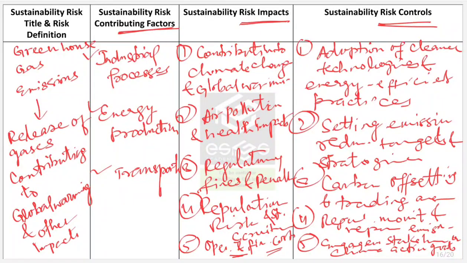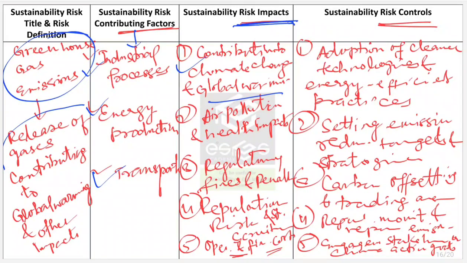So in this risk title of greenhouse gas emission, what we have learned is that greenhouse gas emission is a risk title. What is the risk definition? A release of gases contributing to global warming and other impacts. Then risk factors like industrial processes, energy production, transportation will be the contributing factors. Then what are the risk impacts? The examples are contributing to climate change and global warming, air pollution and health impacts, regulatory fines and penalties, also reputational risk and stakeholders scrutiny, then also operational and financial costs for mitigating the emissions.